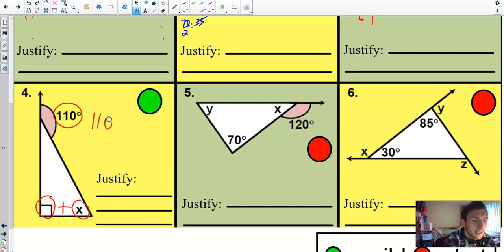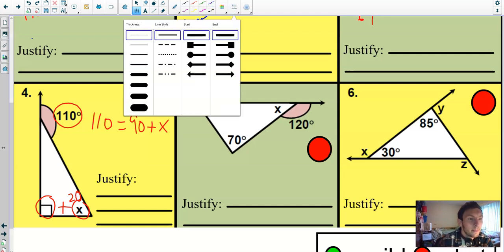So I can actually write that as an equation. The exterior angle equals the sum of the two angles that are not touching it. So now I just have to solve this equation by minusing 90 on both sides, and that gives me x equals 20. So that's one way to do it.